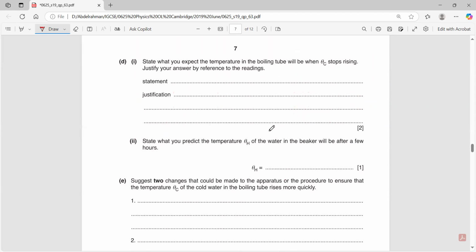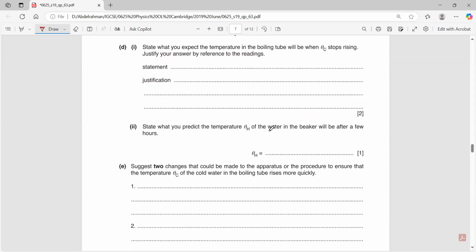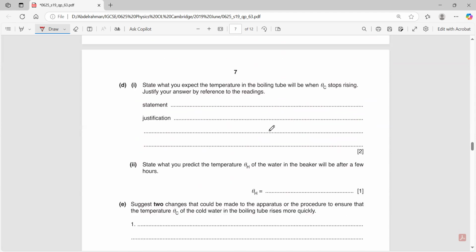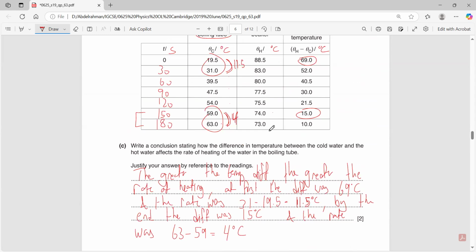moving on. State what you can expect the temperature of the boiling tube to be when theta c stops rising. As you can see, theta c keeps on increasing. Theta h keeps on decreasing. What would the final temperature of theta c be?